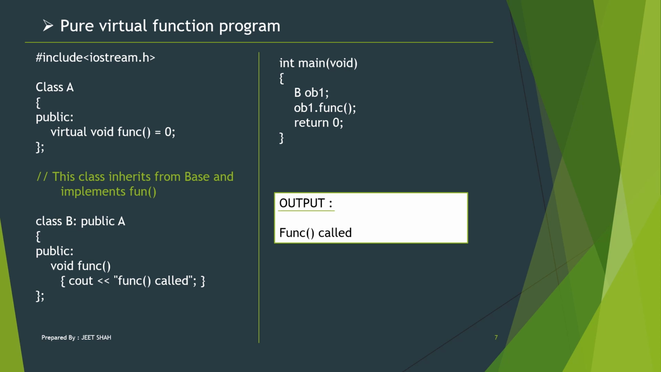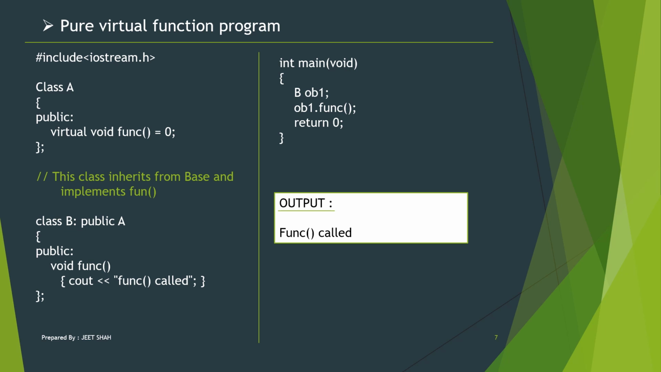We include the iostream.h header file, then we make a class A which is our base class, and under the public section of class A we make a virtual function which is virtual void func equal to 0. Now the return type of this function is void and the function name is func. Equal to 0 is our pure specifier, and the virtual keyword is compulsory while making a virtual function. So now this class ends, and in short, this class A becomes our abstract class, as we add equal to 0 to this function, so it becomes the pure virtual function.